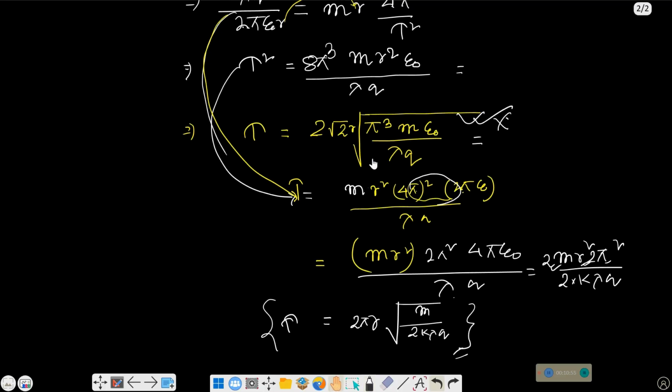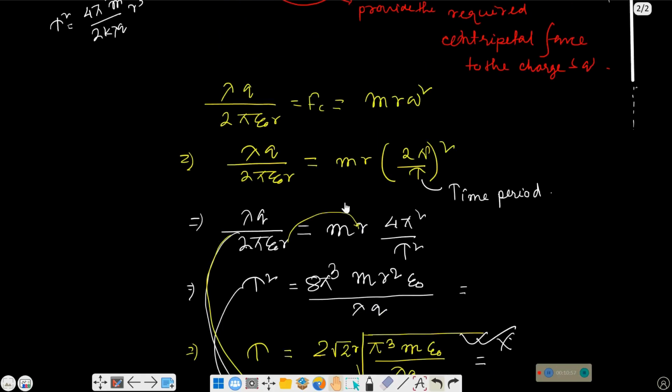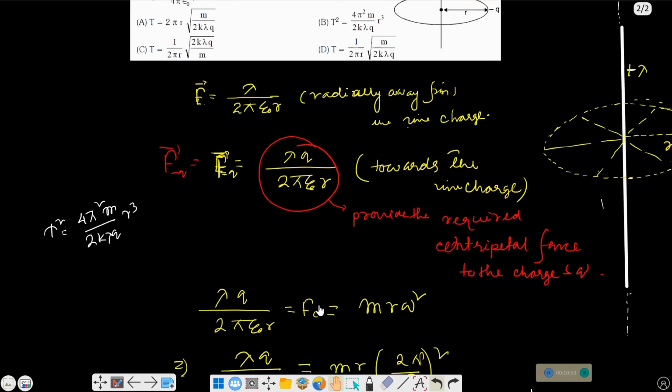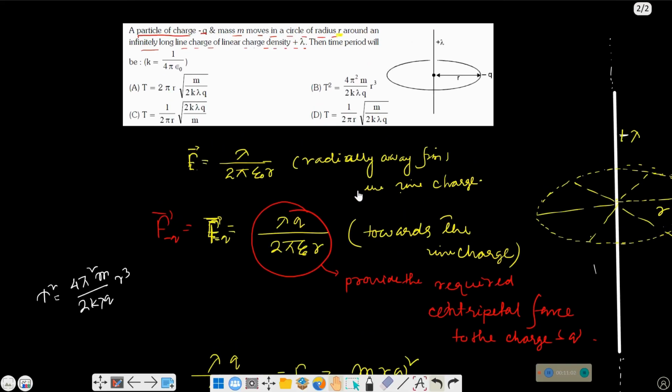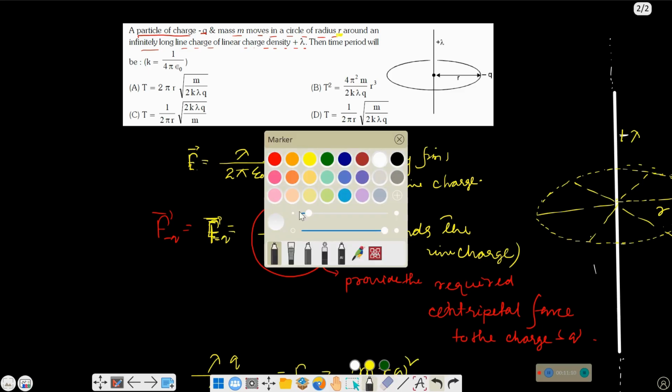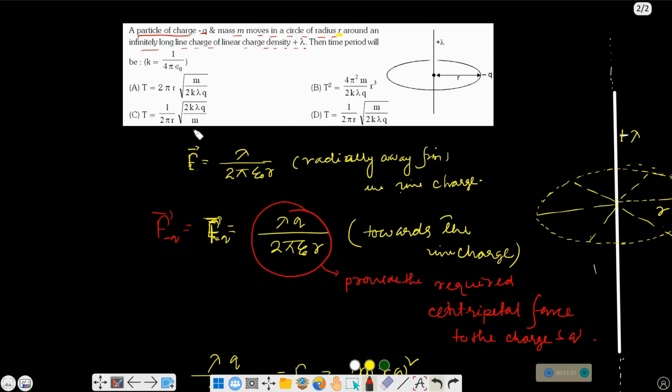So which option will match? Twice pi r. The option is this one. The correct option is the first one. This is the correct option. Okay, so I hope you all have understood this problem.